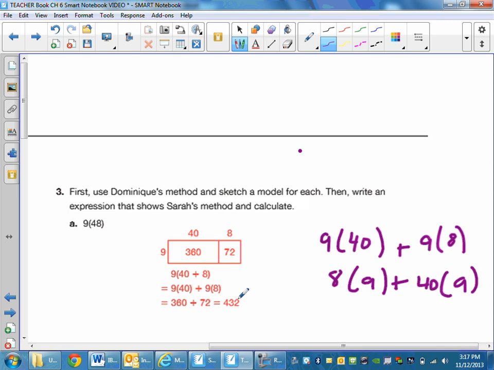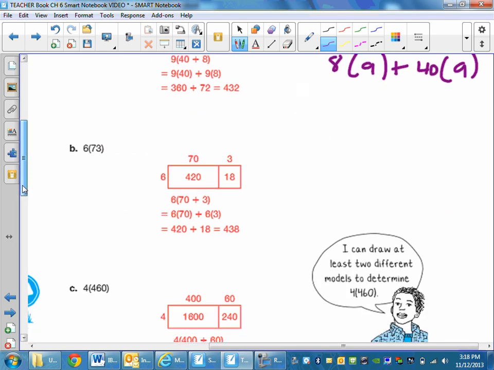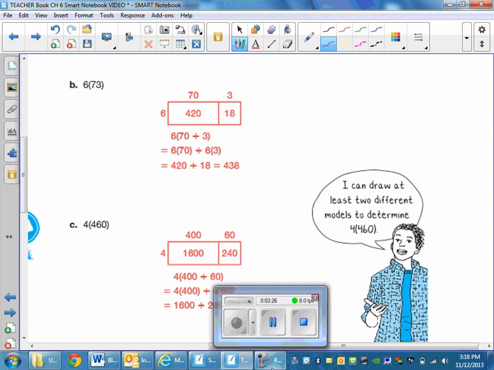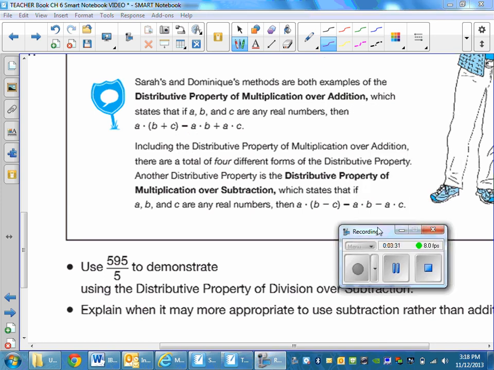So go ahead and try this on B and C on your own. Do that now. Alright, and you should have gotten the following: 438 and 1,840. Check those.